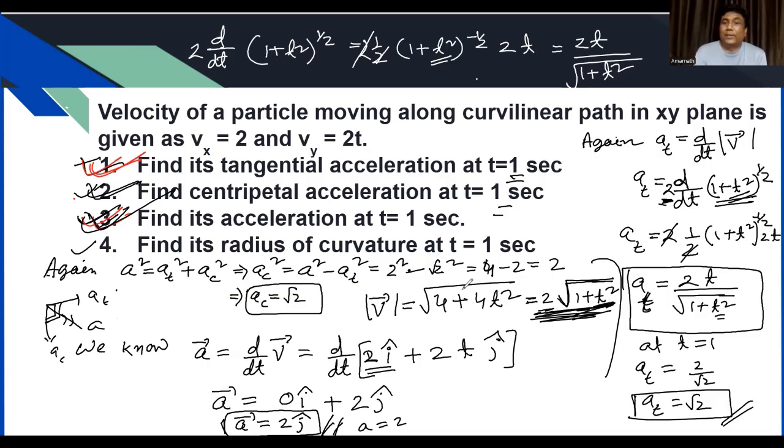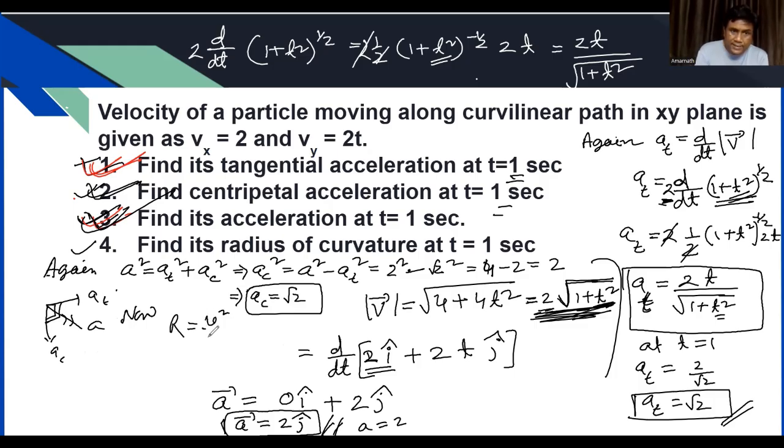Now I need to calculate the radius of curvature. So now I can easily calculate the radius of curvature also. R equal to speed square by AC. Where from do I get this formula? AC is equal to V squared by R. So R equal to what? Speed square by AC. Now AC I got root 2.